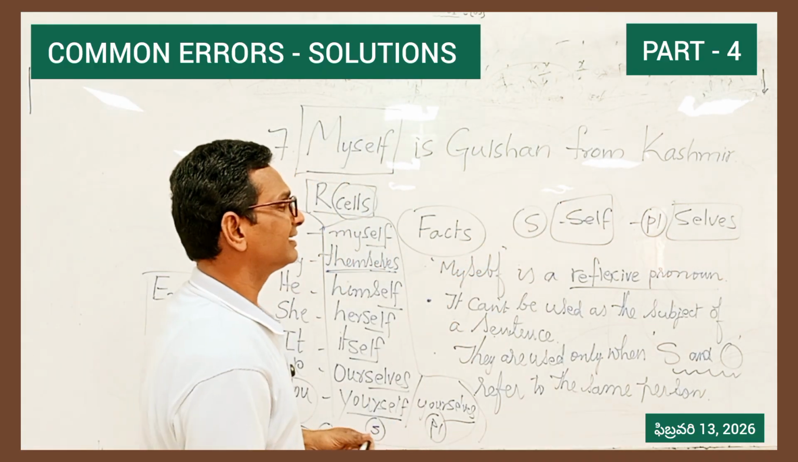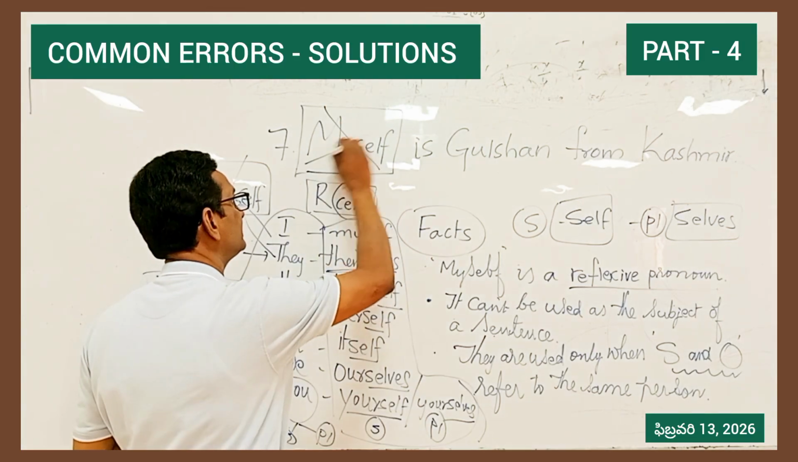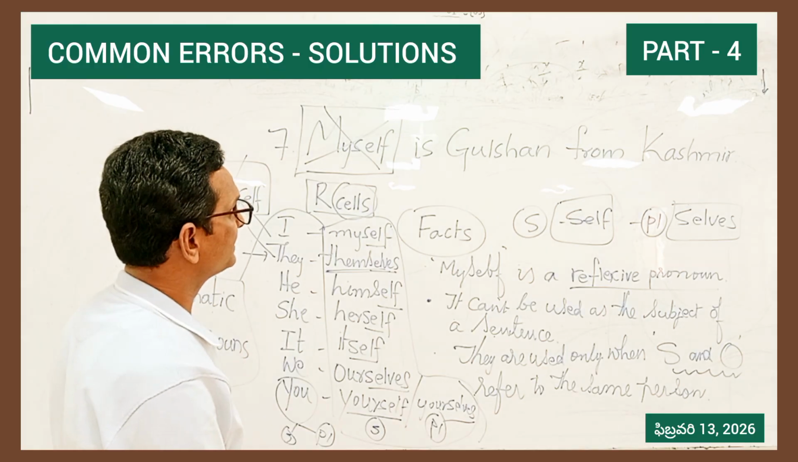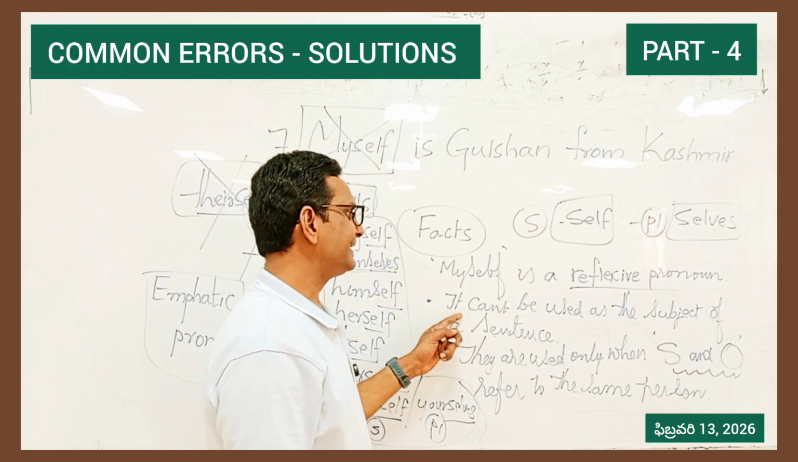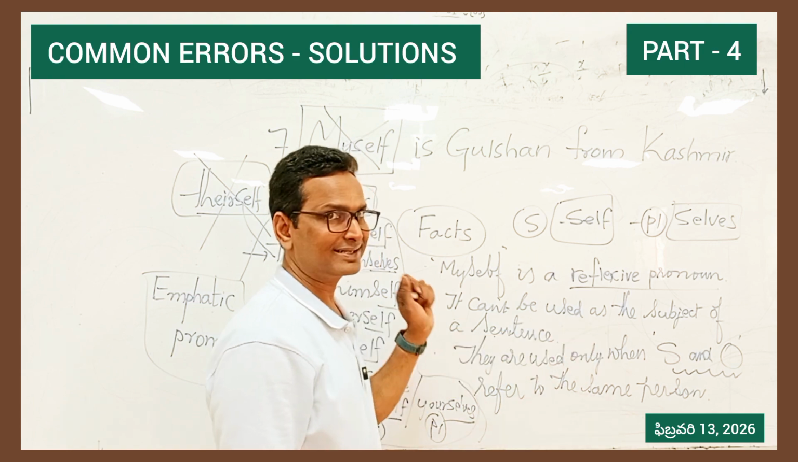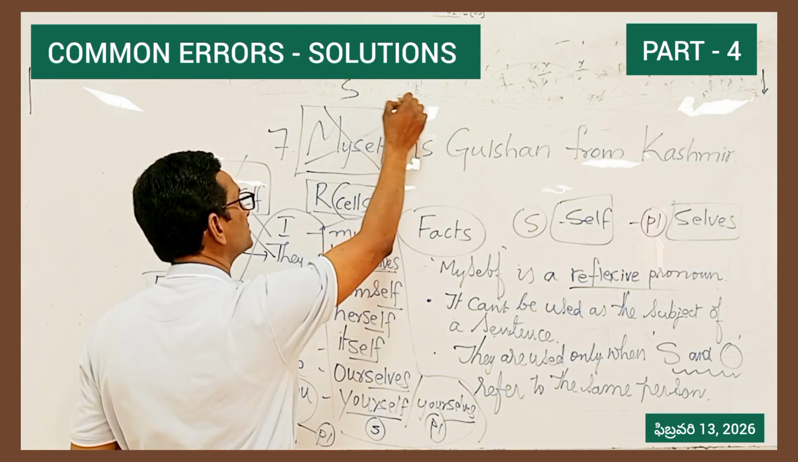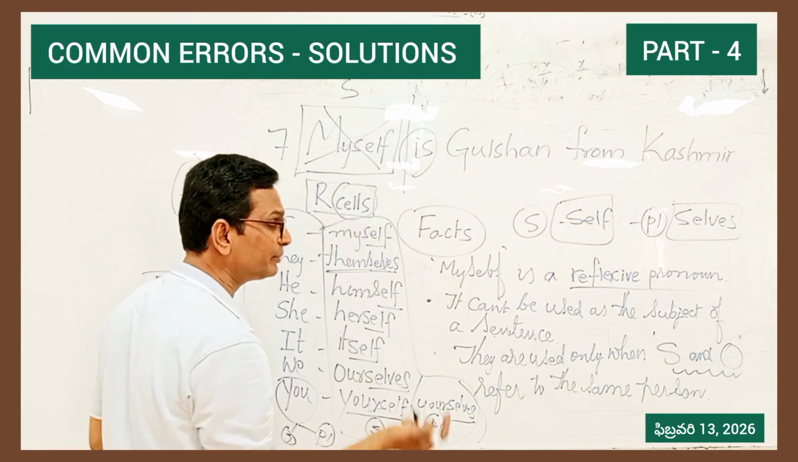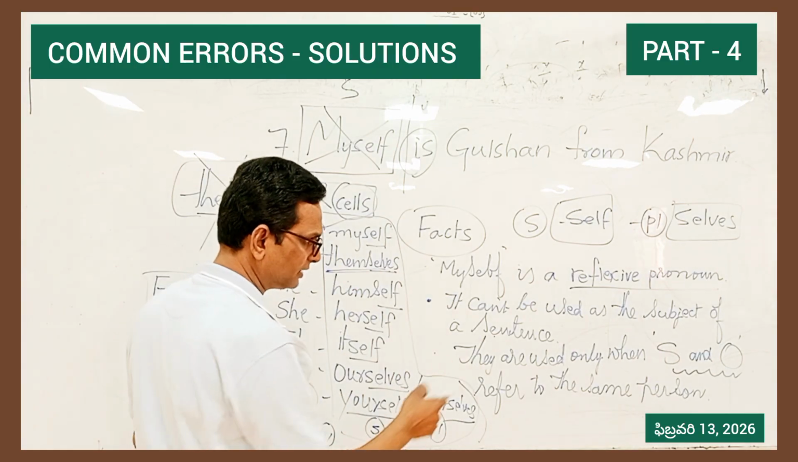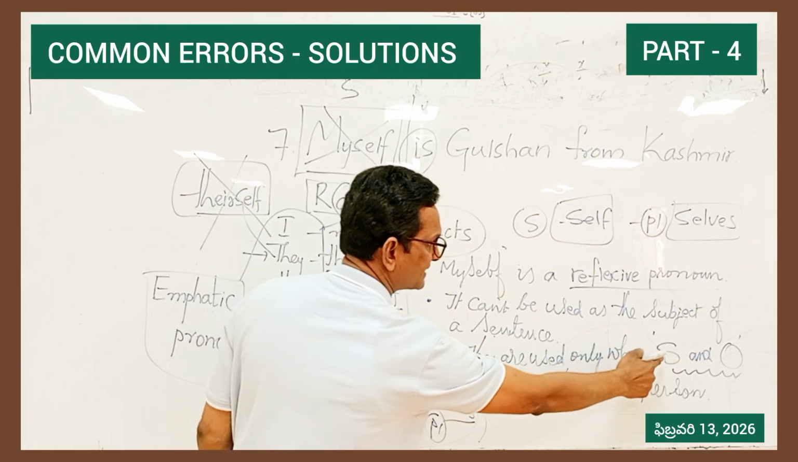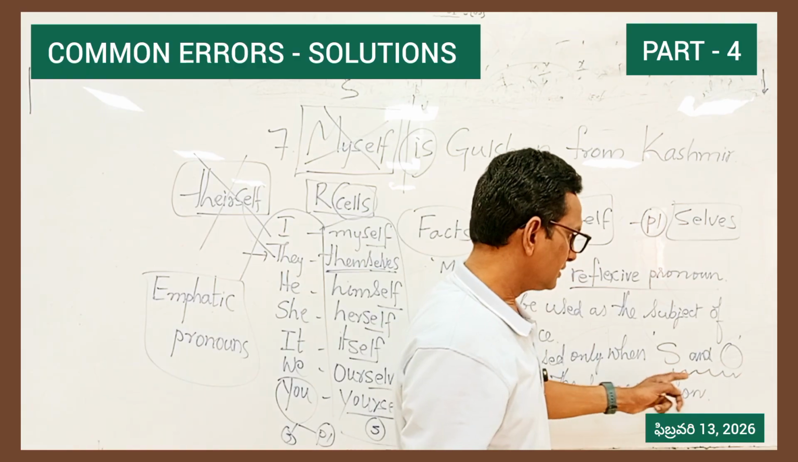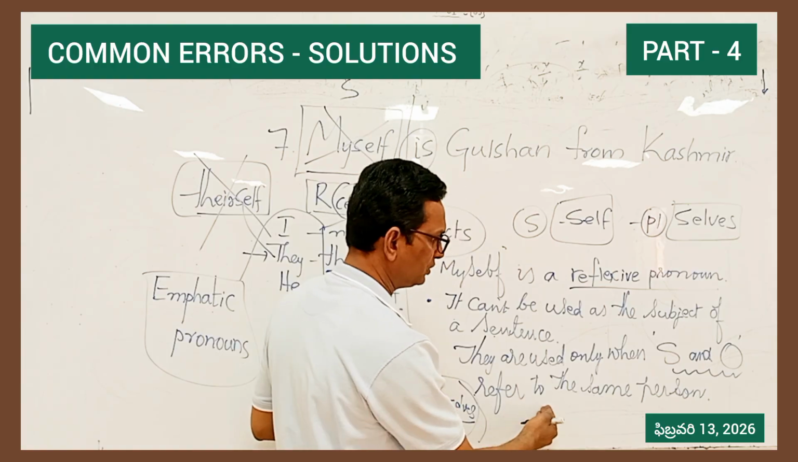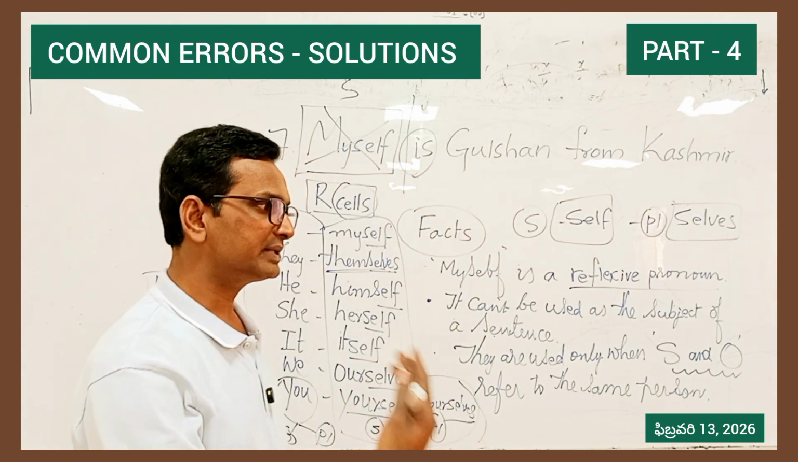Here, there is a point: we should not use myself. That is the discussion here. Then how can we make a very beautiful and appropriate sentence? There is a second point. It can't be used as the subject of a sentence. What is the subject? This is the subject position because there is a finite verb. So it cannot be used as the subject of a sentence. Then what should be used in the place of this myself? They are used only when subject and object refer to the same person.